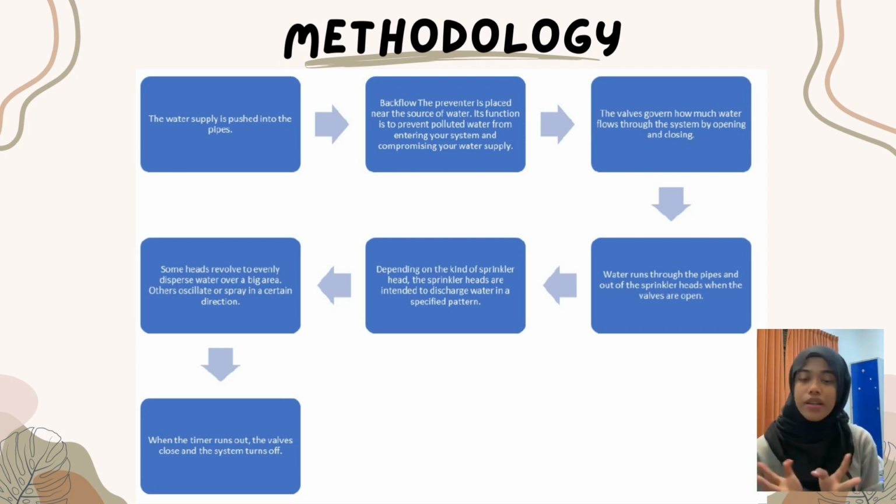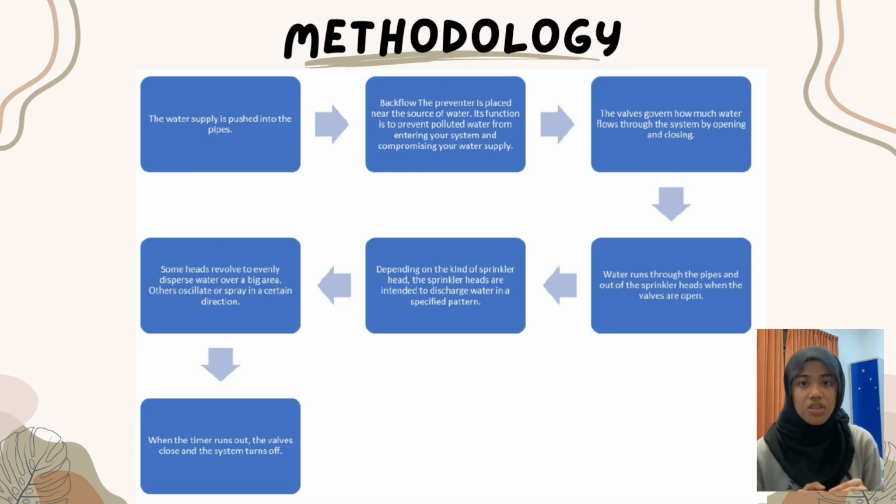In the water sprinkler, the water supply is pushed into the pipes, which can result in a backflow. The preventer is placed near the source of water, where it will prevent polluted water from entering the system and compromising the water supply. The valves govern how much water flows via the system by opening and closing. Then, water runs through the pipes and out of the sprinkler heads when the valves are open.